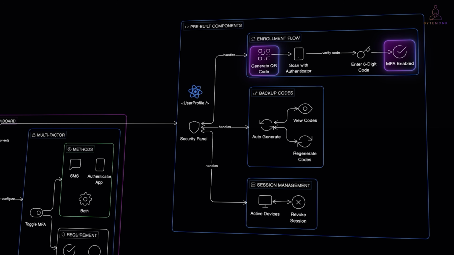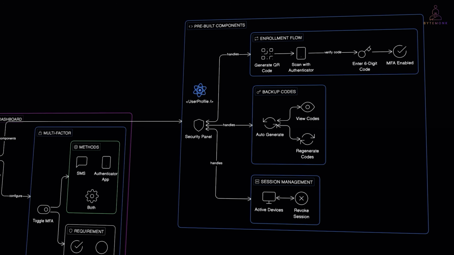When a user enables MFA, Clerk handles the entire enrollment flow. It generates the QR code, the user scans it with Google Authenticator or Authy, enters the 6-digit code to verify, and they are protected.